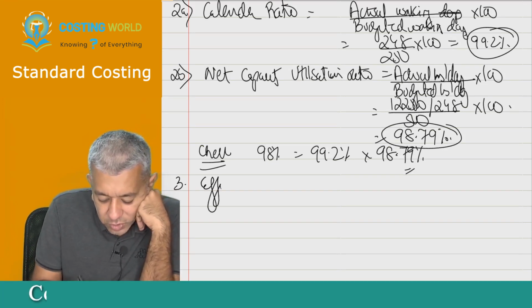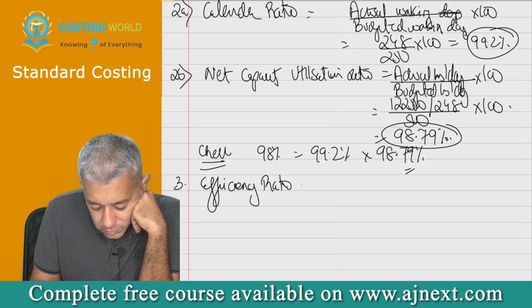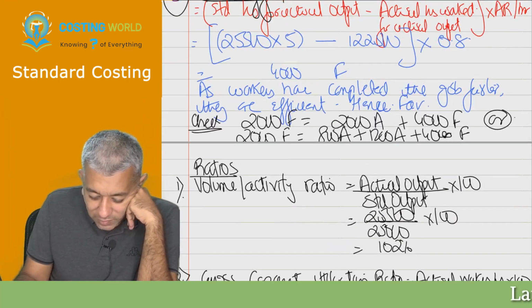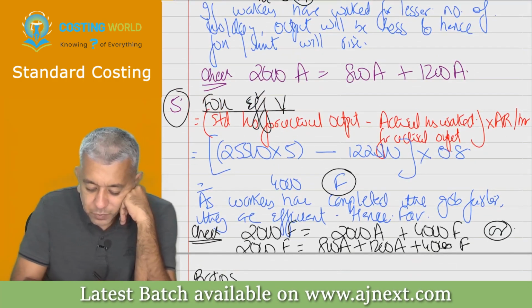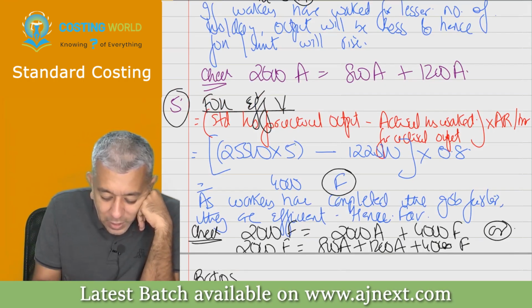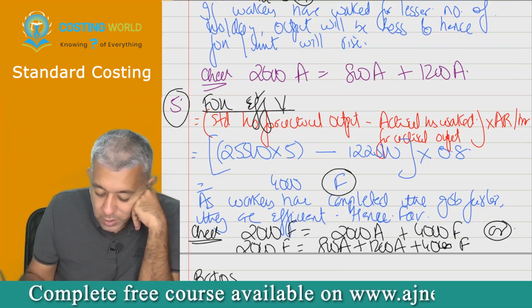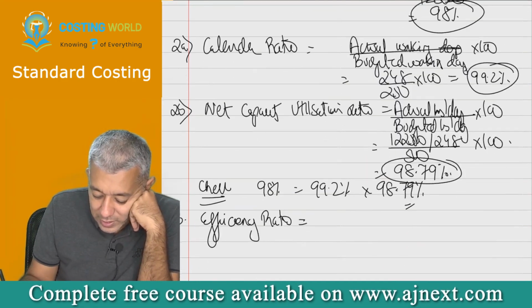This will be efficiency ratio. Now, we'll derive the formula from here only. Variance was favorable, so numerator has to be bigger. This will be your numerator. So, this word will go in your numerator. Standard hours for actual output.